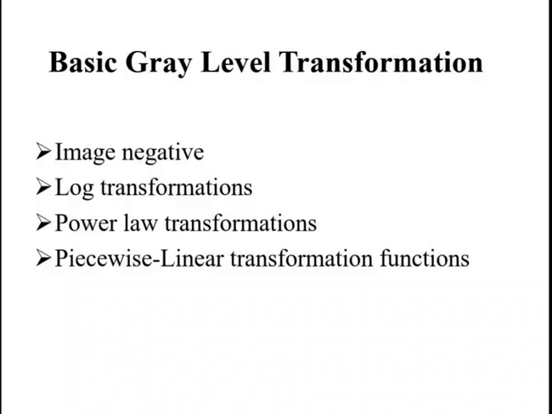Then our next topic is basic gray level transformation. The basic gray level transformation is categorized into 4 categories. The first one is image negative, the next one is log transformation, the third one is power law transformation, and the last one is piecewise linear transformation function. We will discuss them one by one.